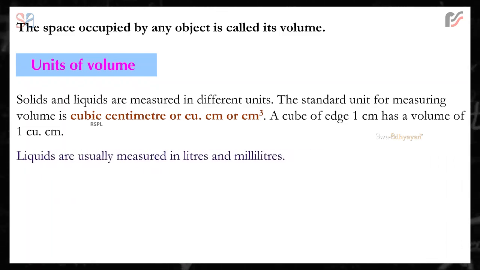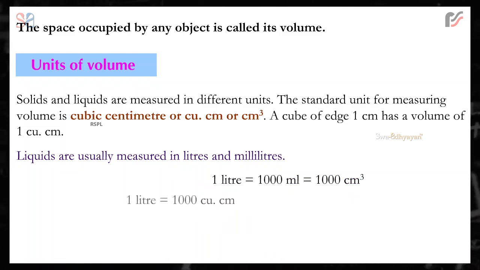Liquids are usually measured in liters and milliliters. 1 liter is equal to 1000 milliliter or 1000 centimeter cube. Or 1 liter is equal to 1000 cubic centimeter.